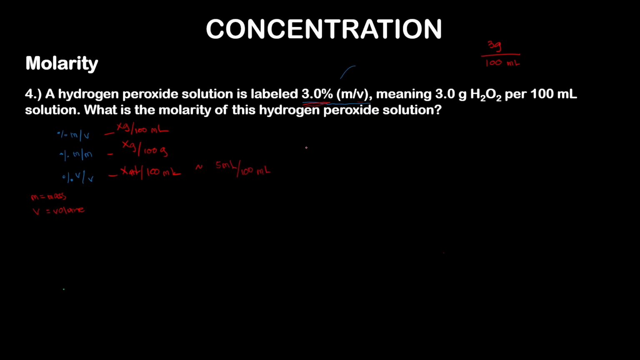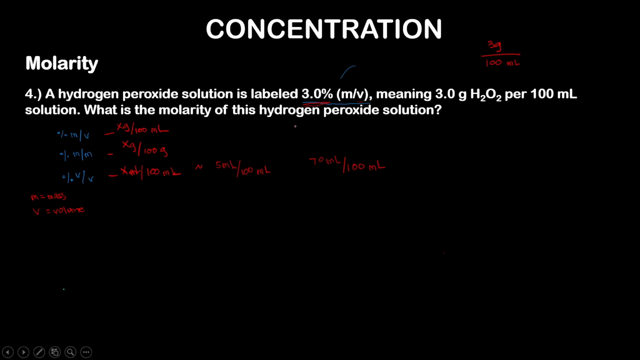Alcohol usually is 98% or 70%. Let's say 70% V over V. So it's 70 ml per 100 ml. Okay, so that's it. So let's solve this problem.